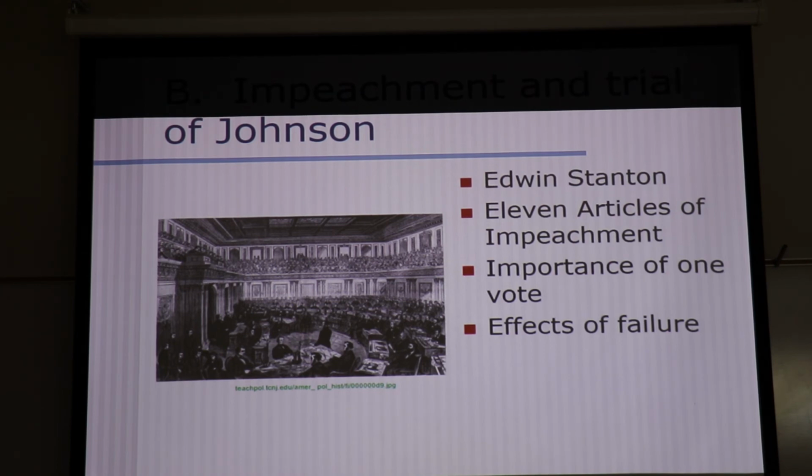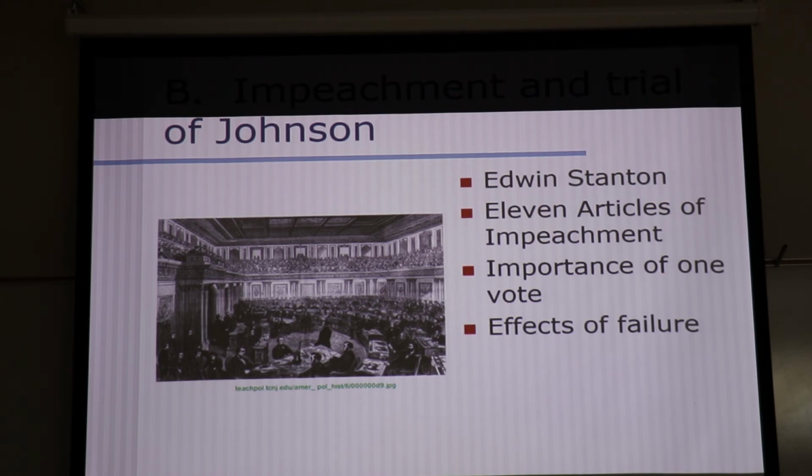And basically, Johnson fell right into their trap by firing Edwin Stanton. He couldn't stand it anymore. Oh, this is B, the impeachment and trial of Johnson. So almost immediately, in reaction to Stanton's firing, they pass 11 articles of impeachment, which missed by only 1 vote.